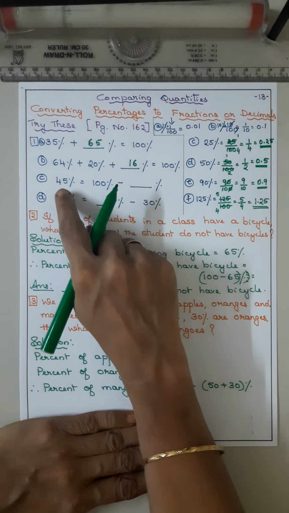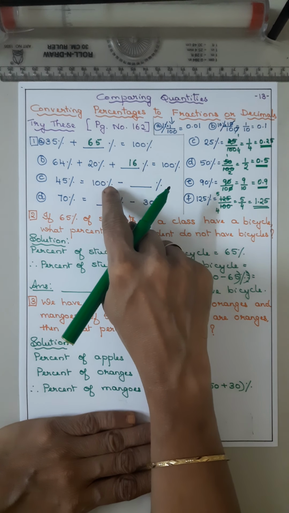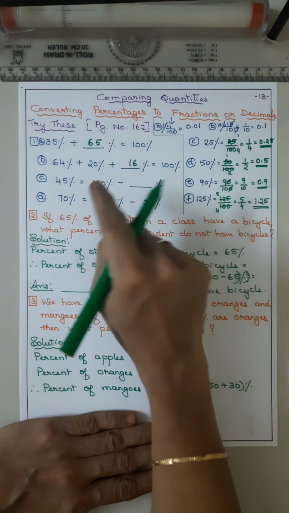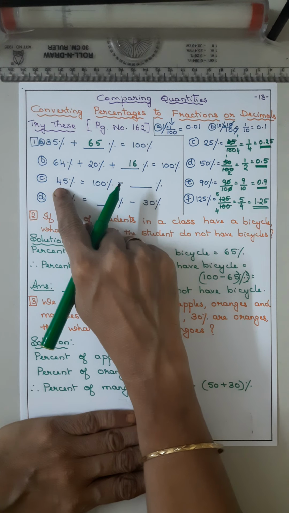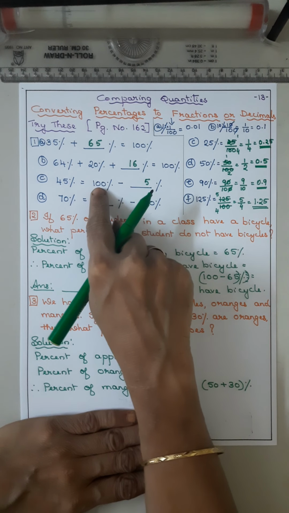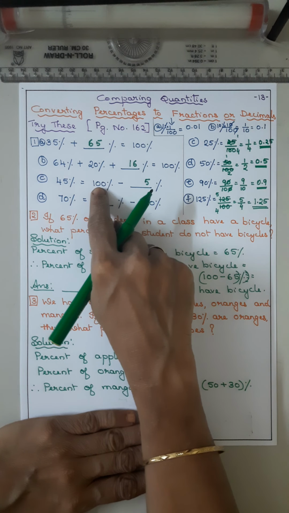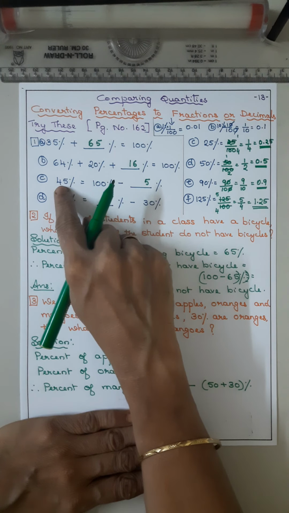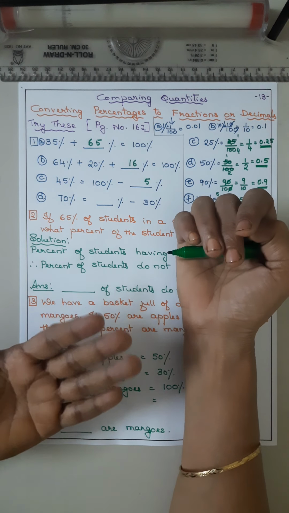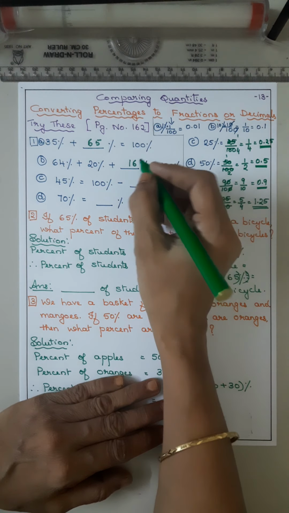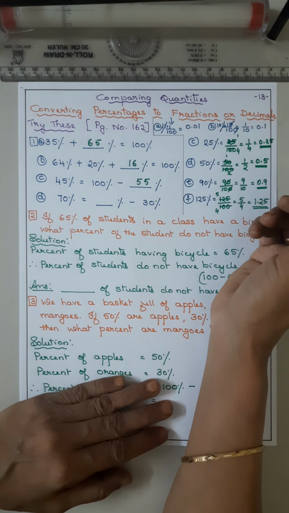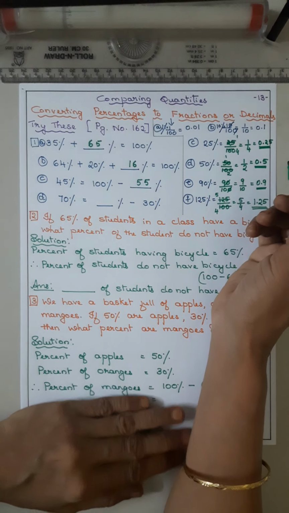16%. Now 45% is equal to 100% minus how much? So what do we have to do? 100 minus 45, isn't it? 10 minus 5 is 5. Now here 9 is remaining. From 10, 9 will be remaining. 9 minus 4 is 5. Isn't it? 45% is equal to 100% minus 55%.